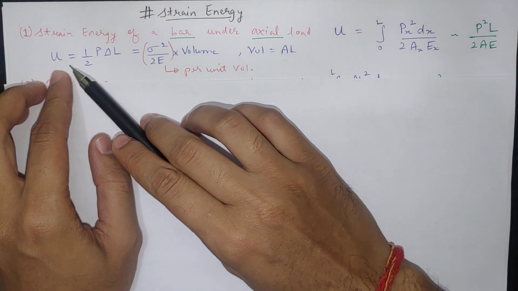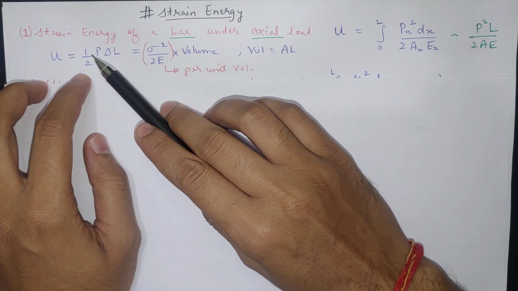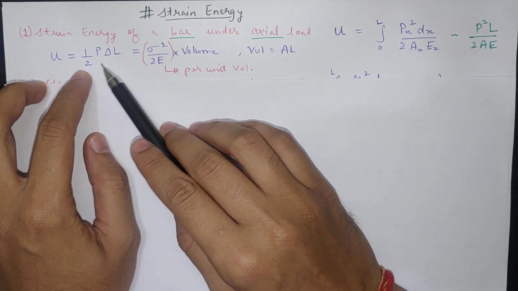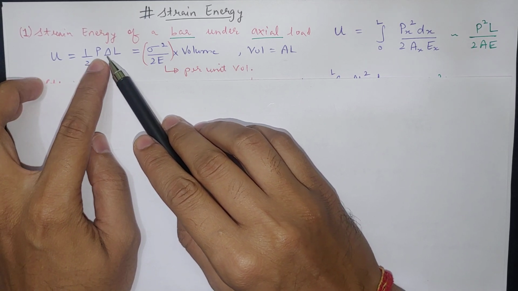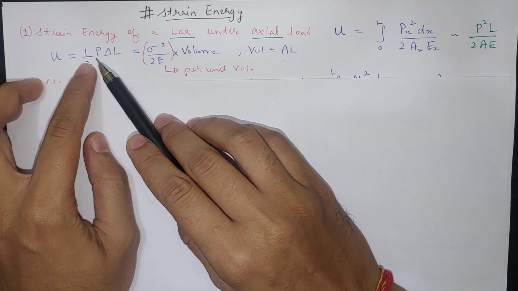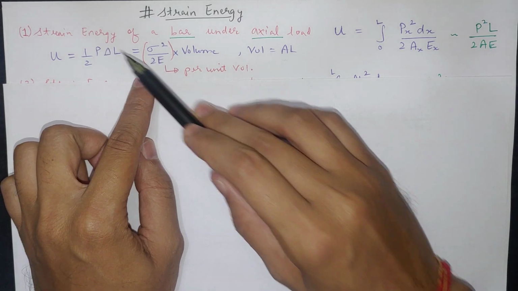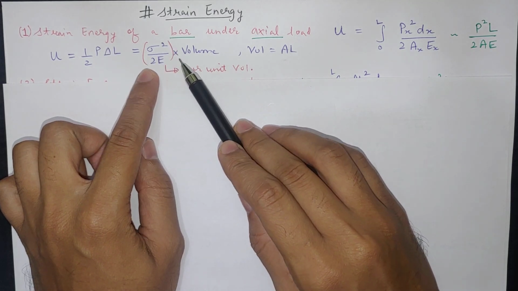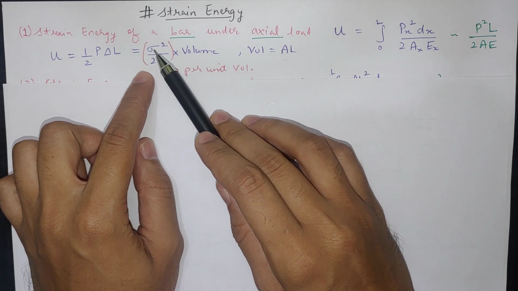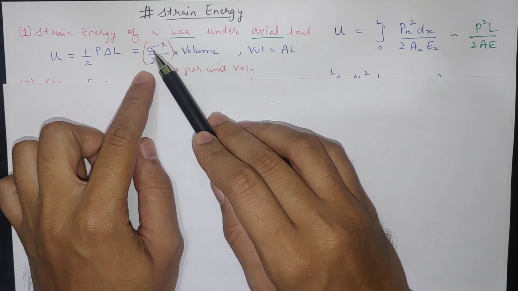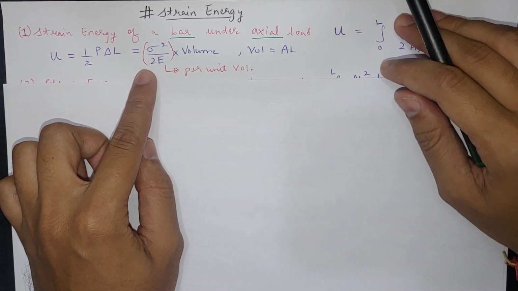Now, strain energy can be calculated as half into P into delta L, the change in length, with multiplication factor half. So this is the area under the load versus deformation, that is delta L, diagram, for a gradually applied load. This can also be written as sigma square by 2E into volume. If they ask strain energy per unit volume, then it is simply sigma square by 2E. Sigma is stress, which is P divided by area, and volume is area into length.